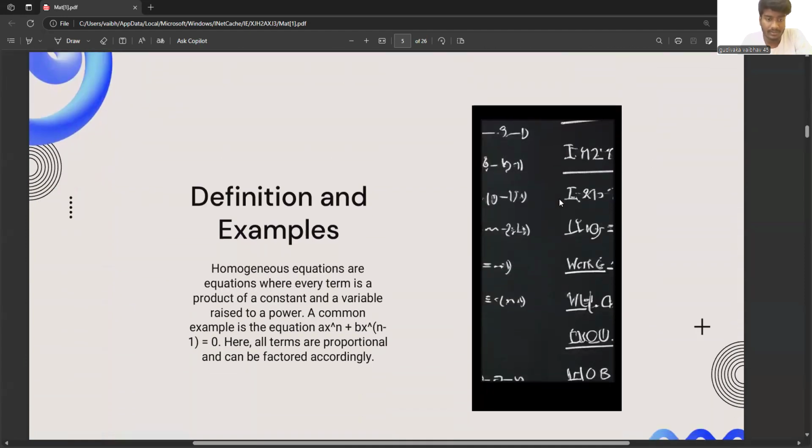Definitions and example. Homogeneous equations are equations where every term is a product of a constant and a variable raised to a power. A common example is the equation ax^n + bx^(n-1) = 0. Here all terms are proportional and can be factored accordingly.